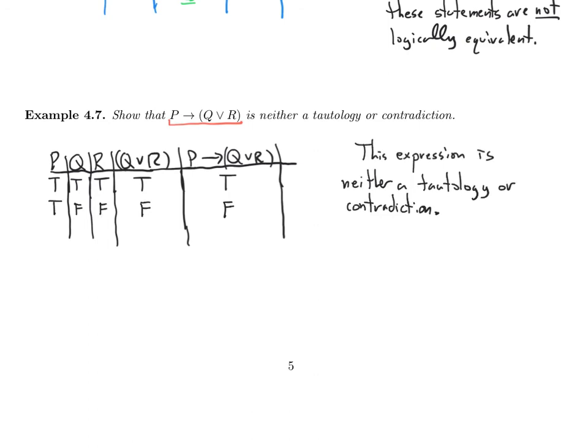And remember, to show something is not a tautology nor a contradiction, you just have to show that there are differing truth values. Remember, tautologies are always true, contradictions are always false. If you find differing ones, can't be either. And that's it for this section.